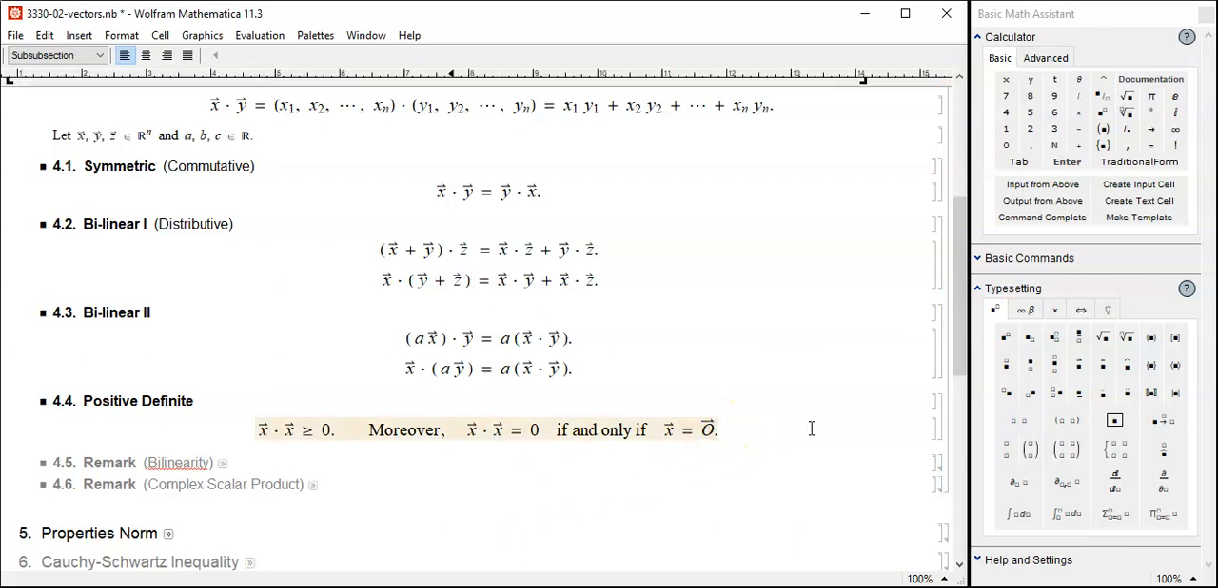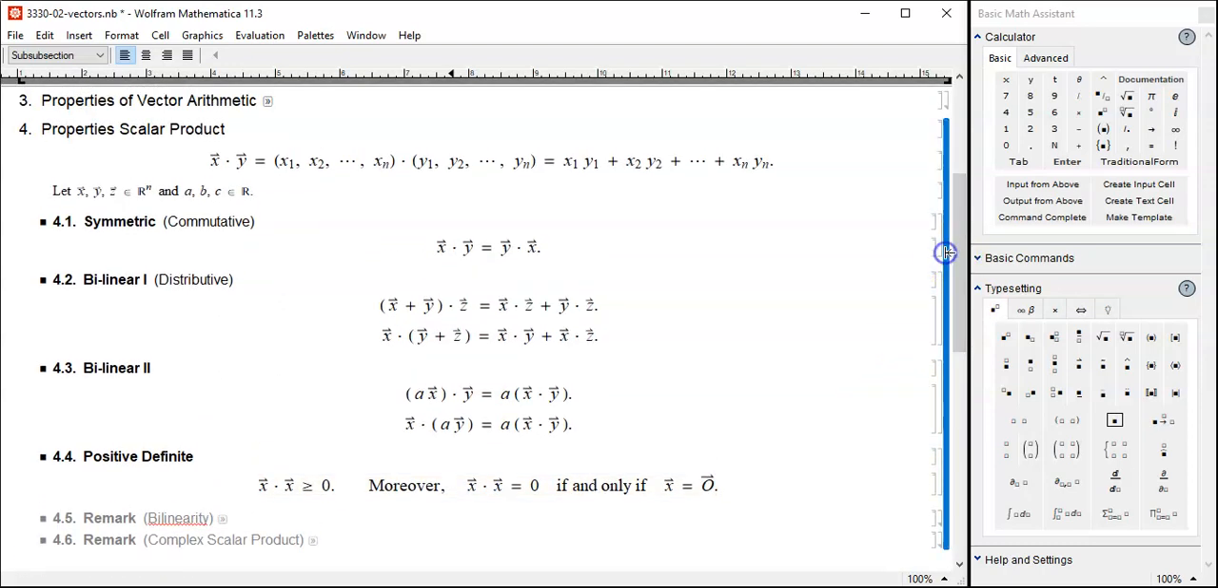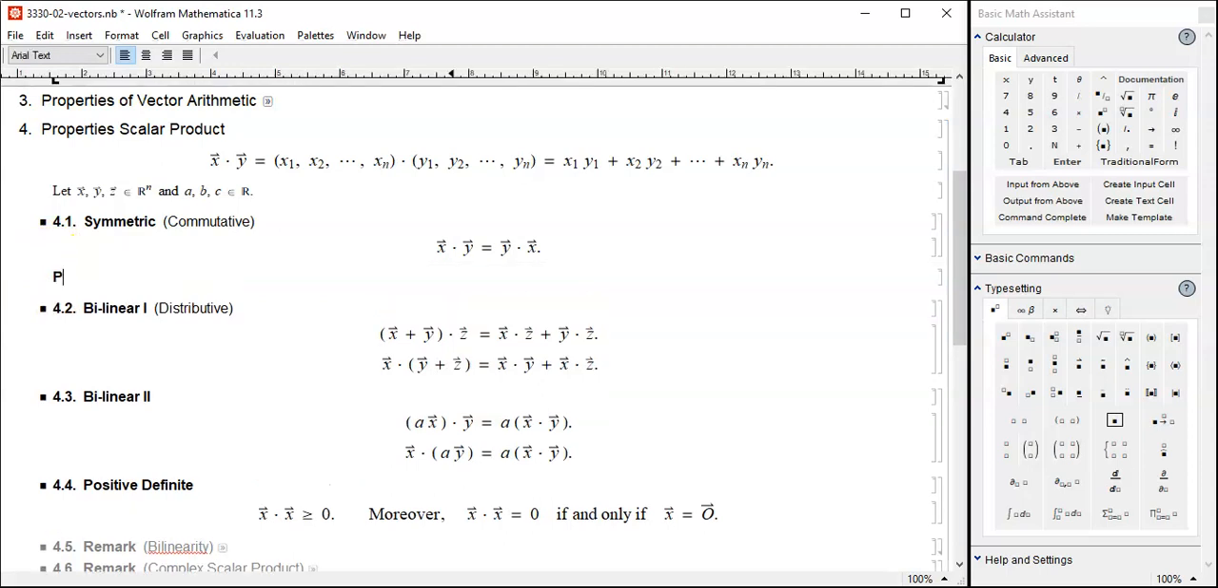Finally, positive definite. X dot x is always greater than or equal to 0, and moreover, equality holds if and only if it's a zero vector. Okay, these are four typical properties, four fundamental properties, and let's see. Do you have enough time to prove one of them? Let's try this, the first one.